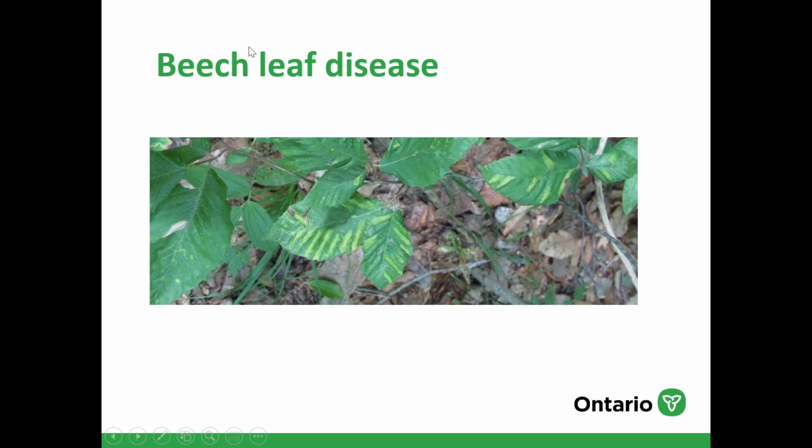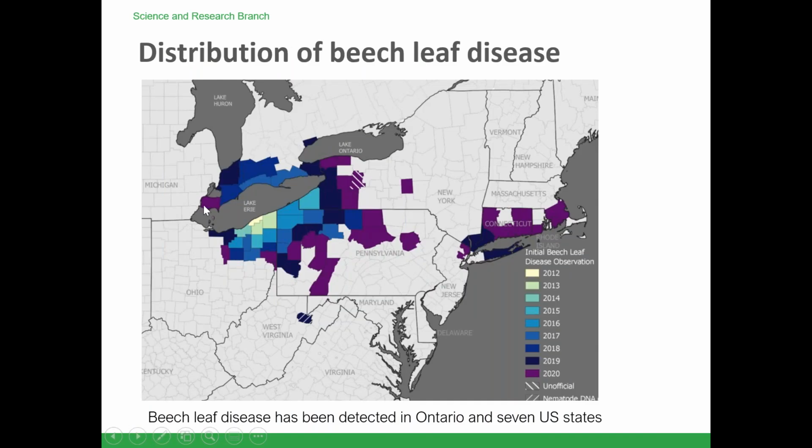So the next disease I wanted to talk to you about is beech leaf disease. You can see these stripes on these beech leaves in this photo. This is a disease that's present in Ontario. Beech leaf disease has already been detected in 7 states in the United States. It was first detected in Ohio in 2012. We now know in Ontario that it is spread along the shores of Lake Erie as well as in Toronto. The first detection was made by one of our Ontario Ministry of Natural Resources and Forestry's forest health technicians in Elgin and Northumberland County in 2017.